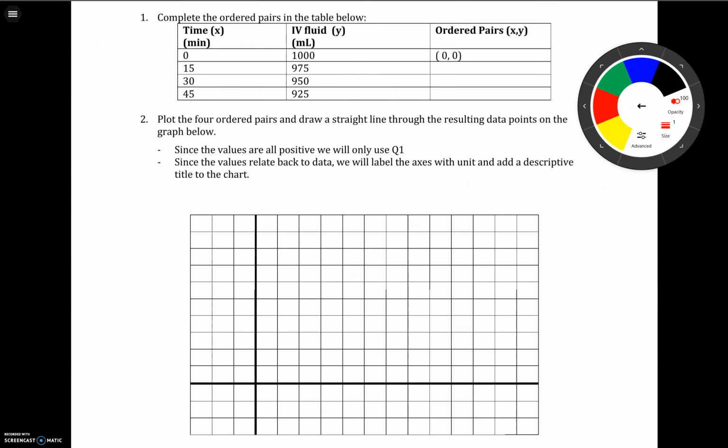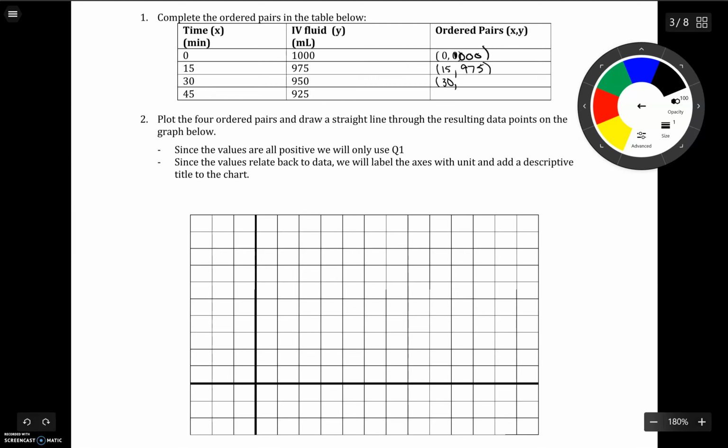Okay, excellent. So the first thing we have to realize is that these two pieces of column data can really be thought of as ordered pairs. The first bit of data tells us when x is 0, y is 1,000. So I'm going to want to be plotting the point (0, 1,000). Similarly, the next point that I'm going to have to graph is the point (15, 975). After 15 minutes, there's 975 milliliters of IV fluid left.